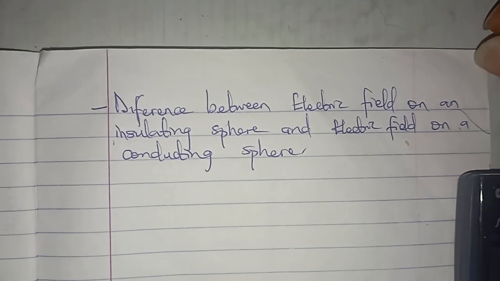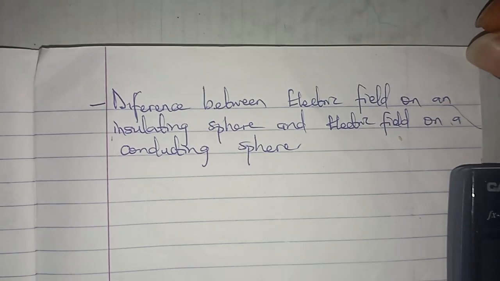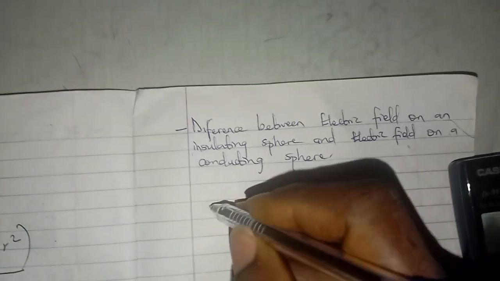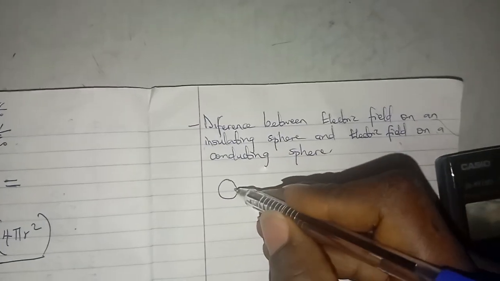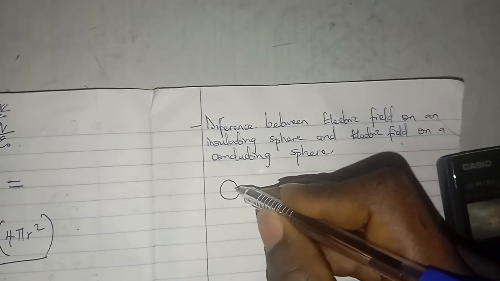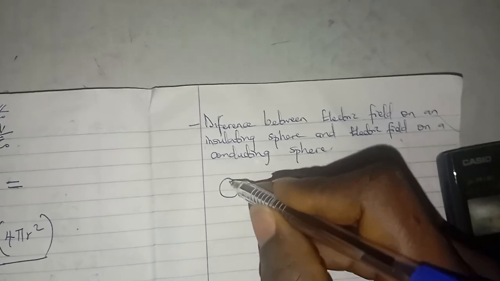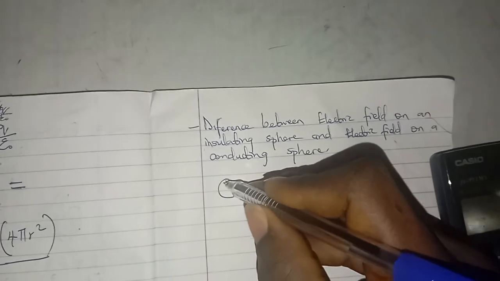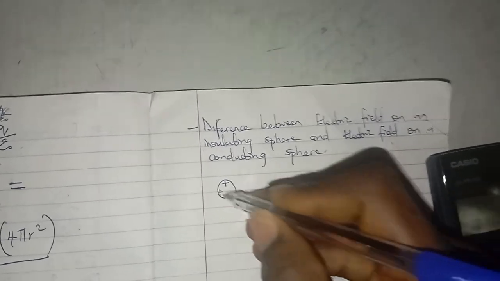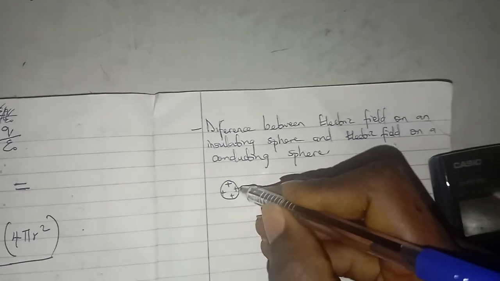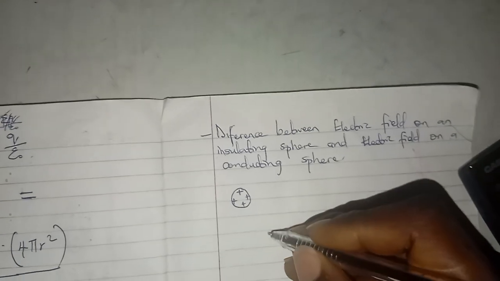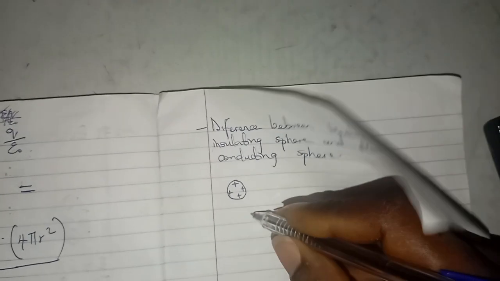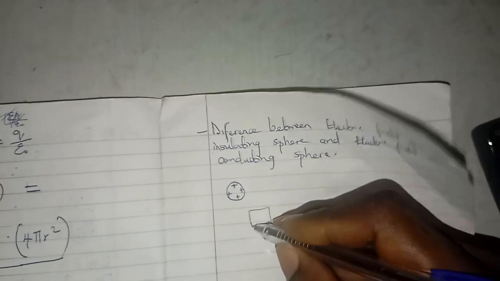Difference between electric field on an insulating sphere and electric field on a conducting sphere. Alright, let's look at this. If I have, for example, this to be an insulator, or let me start with a conductor. If this is a conductor, let's say I have plus charge here, plus charge here, plus charge, plus charge. Let's say I have charges on this surface. Or, yes, even if I have it this way, however it is you want to look at it.